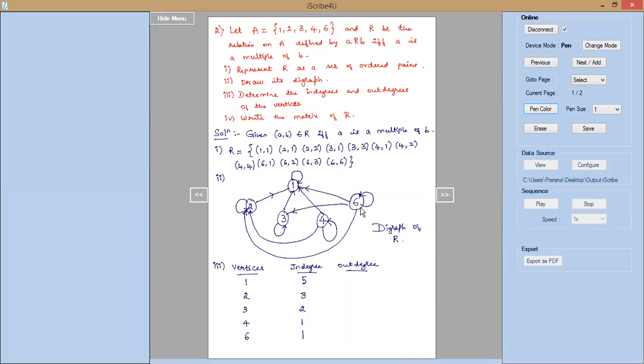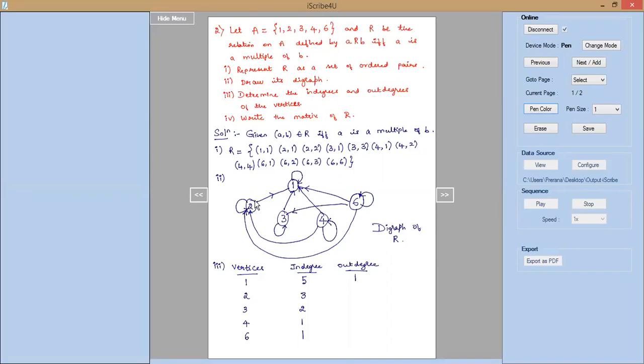Now we will find out the out degrees. Out degrees of each of these vertices 1, 2, 3, 4, 6 has to be found out. Out degree means the number of edges going out of that vertex. So out degree of 1 means the number of edges going out from 1. How many edges are going from 1? That loop only. So out degree of 1 is 1.